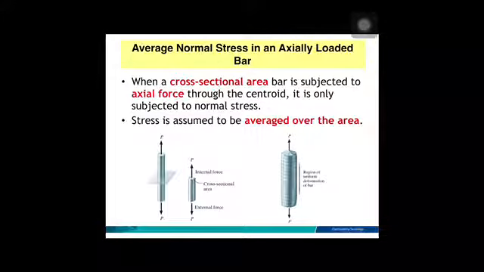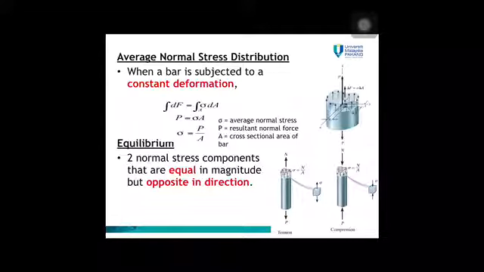The average normal stress in an axially loaded bar: when a cross-section area bar is subjected to axial force through the centroid, it is only subjected to normal stress. It is assumed to be average over the area. So when you cut the elements, when you section the element, then you can see the intensity or the distribution of the forces. But what we calculate is the average normal stress.